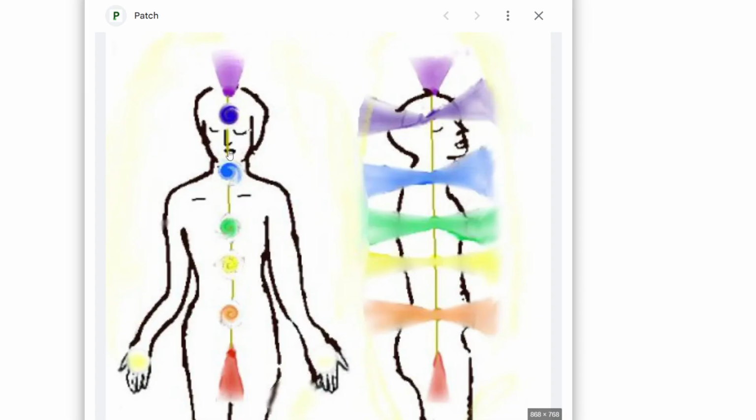From the front, these two points look like this, these points look like this. But if you see it from the sideways, then it looks like this. So energy is flowing forward and backward on the middle five chakras, and on the first and the last chakra, energy is flowing top and bottom.